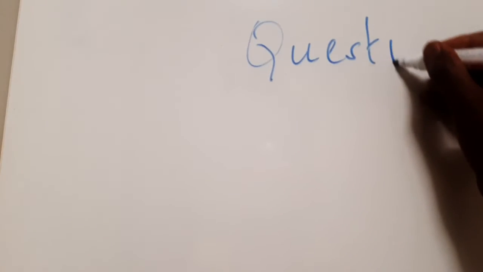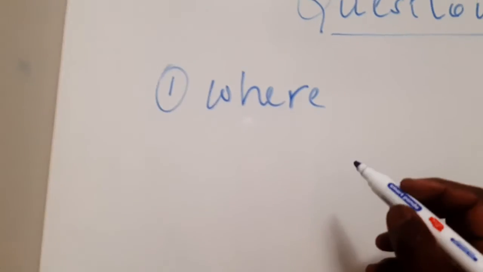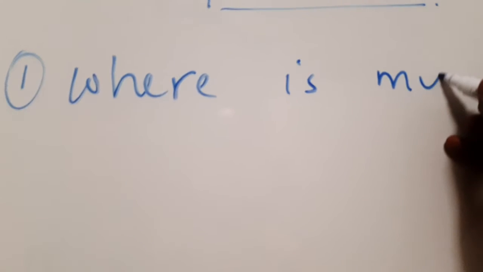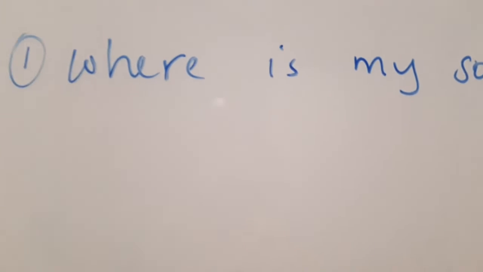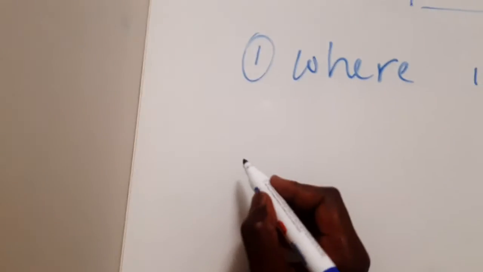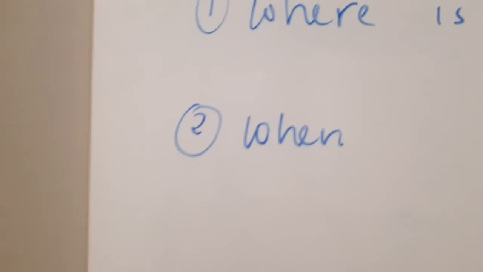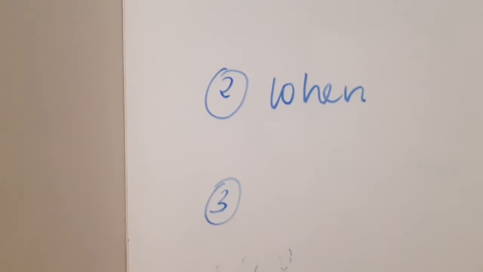Okay, so today we want to learn questions, and we'll start with five first, then we'll build up from there. So the first one is where. For example, where is my son? That can be a question, and already we know this part of the sentence, so we don't know where, so we need to learn where. Secondly is when, and thirdly is why.